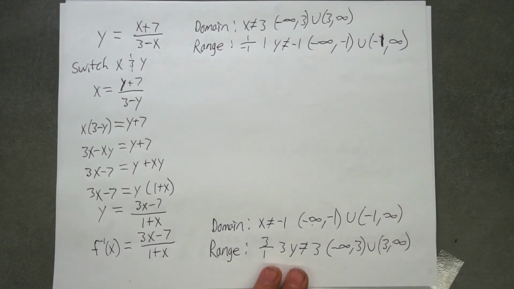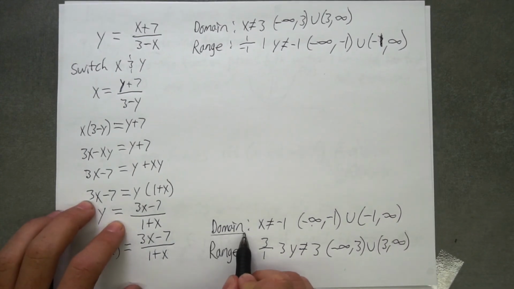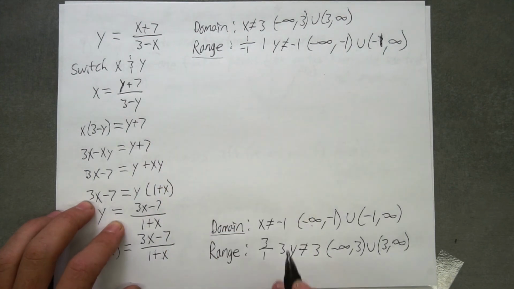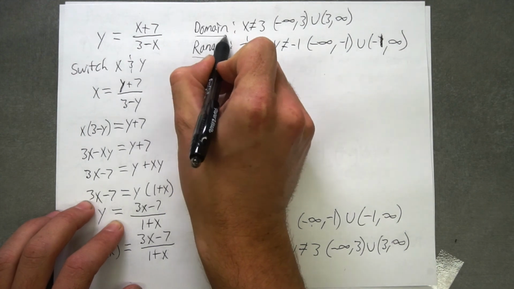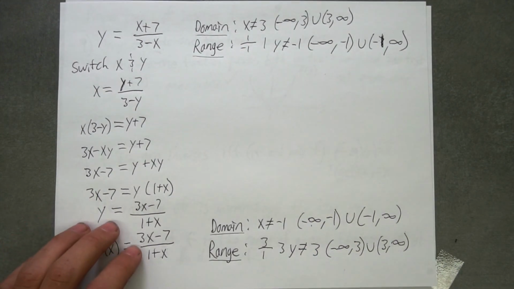Everything excluding 3. Now we can see that our domain is the same as the range of our initial function, and the range of our inverse is the same as the domain of the normal function.